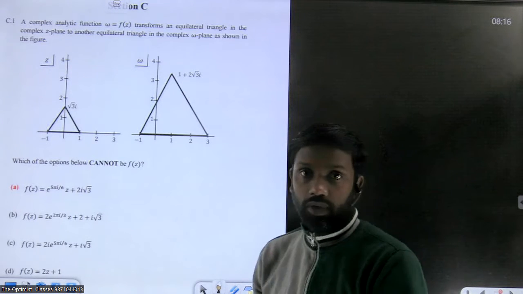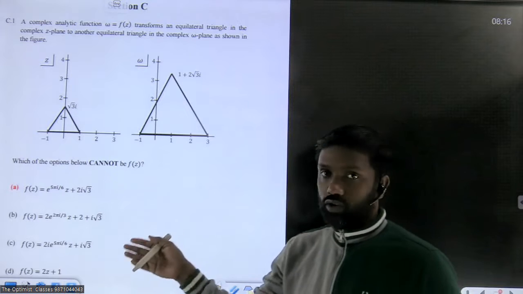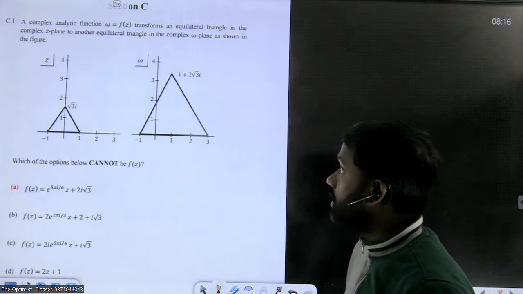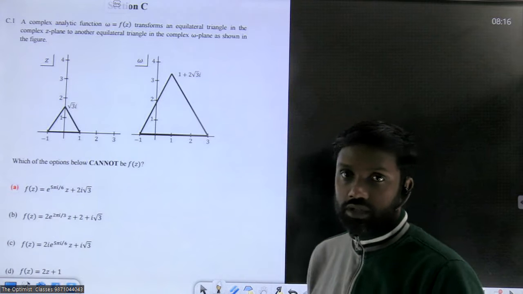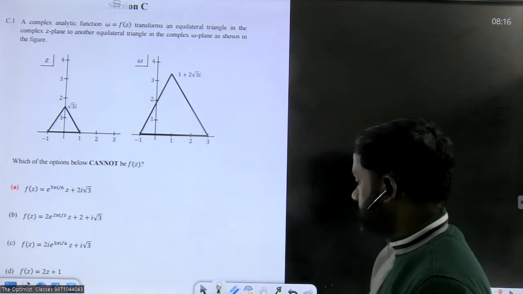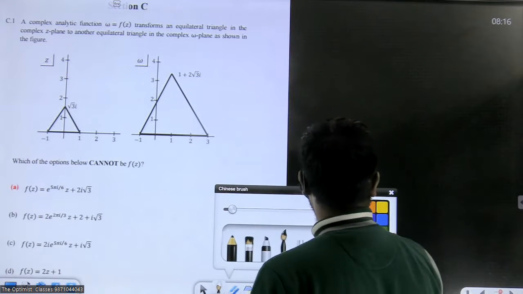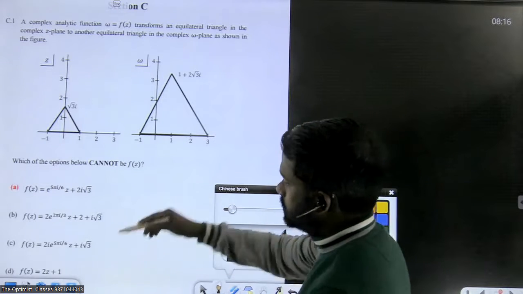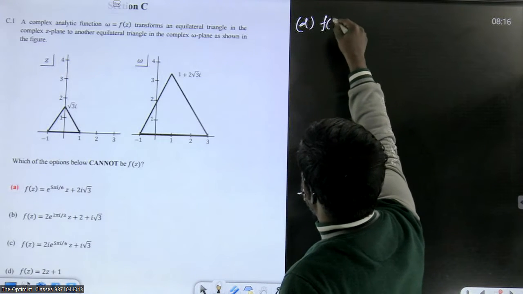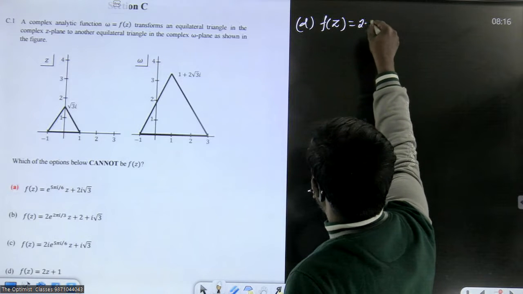Instead of that, what we can do is check the options, because if only one option would have been correct, then we would have tried to find f(z), but there is more than one correct option, so it is better to check the options themselves. Okay, so let us start with option D, for example. Option D: f(z) is given to be 2z plus 1.